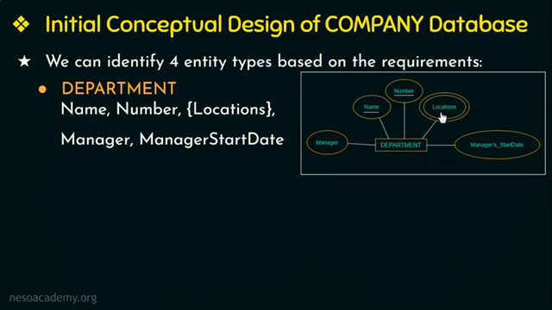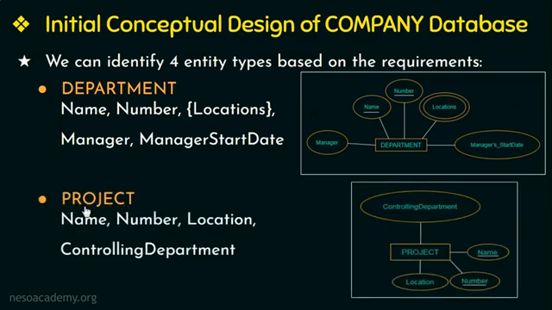Since department can have several locations, this attribute is a multi-valued attribute and hence represented by a double oval. In our requirements, we had specified that the department name and number has to be unique. And since they are unique, they are the key attributes for this entity type. So either the department name or the department number can be a key attribute for this entity. The next entity type identified is project. This entity type has attributes project name, project number, location, and the controlling department. Again, based on the requirements, the project name and the number has to be unique. So any one of these can be a key attribute for this entity.